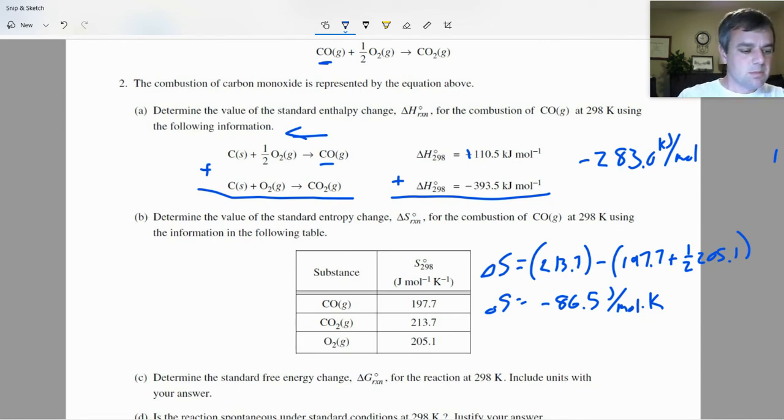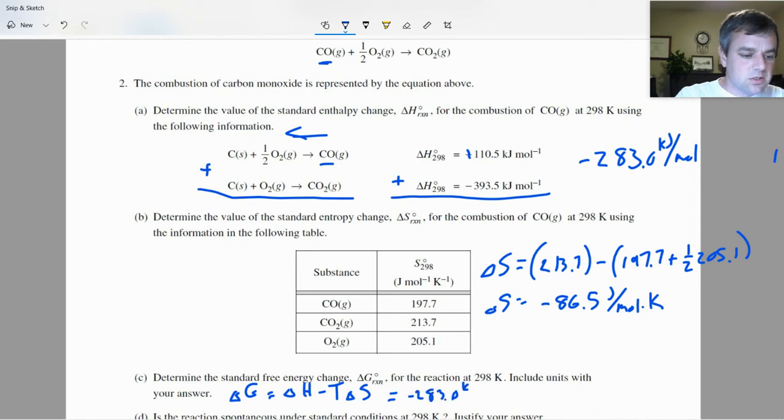Then it says determine the standard free energy change, delta G. Well, delta G equals delta H minus T delta S. Now, the thing to note in this reaction is that delta S is in joules per mole Kelvin and delta H is in kilojoules per mole. So we need to convert one to the other. We're probably going to want to give our answer in kilojoules, because delta G is going to be fairly large given the value of delta H.